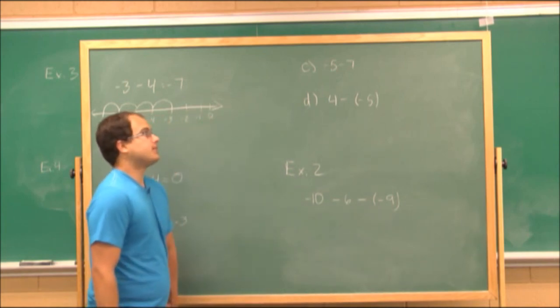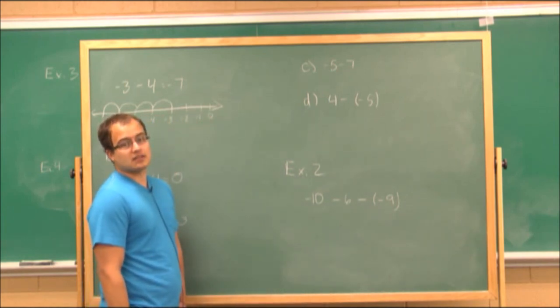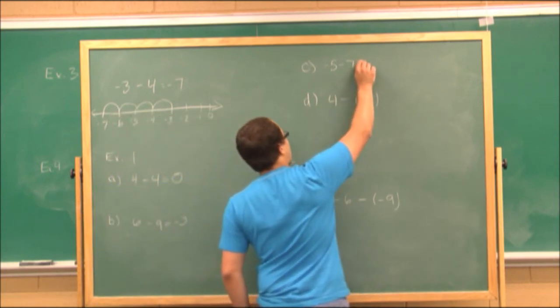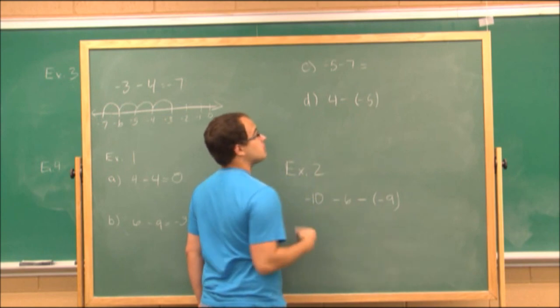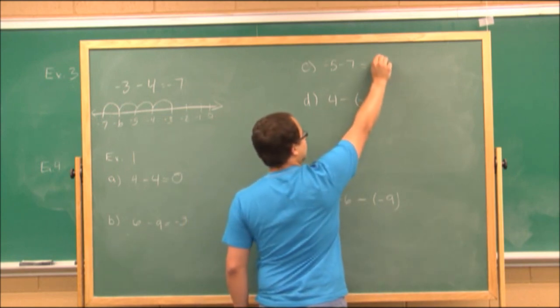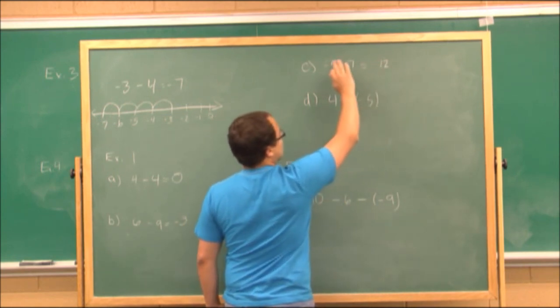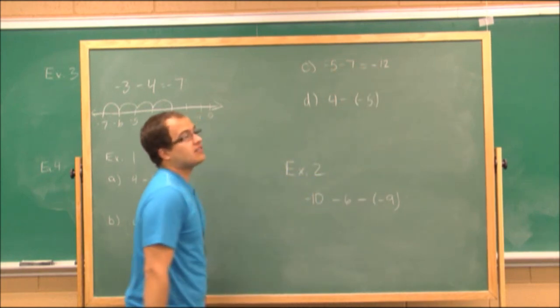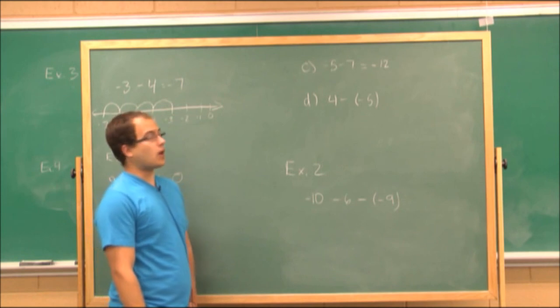Now part C, -5 minus 7. They have the same sign, they're both negative, so I'm going to add their values. 5 plus 7 is 12. Since they're both negative, my answer will be negative. So -5 minus 7 is -12.